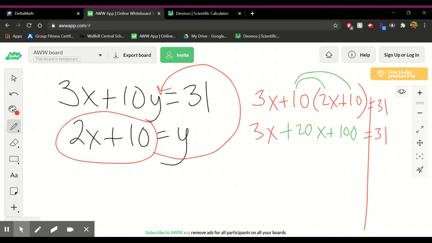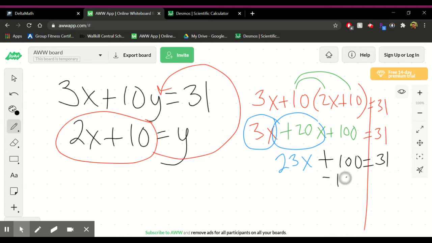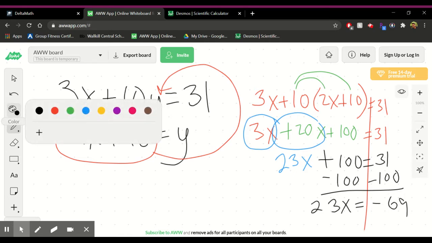From here, we combine my like terms, 3x and 20x, which is 23x. Plus 100 equals 31. And then it becomes a two-step equation that I can solve, just like we've done numerous times before. So we have 23x is negative 69. Divide both sides by 23.